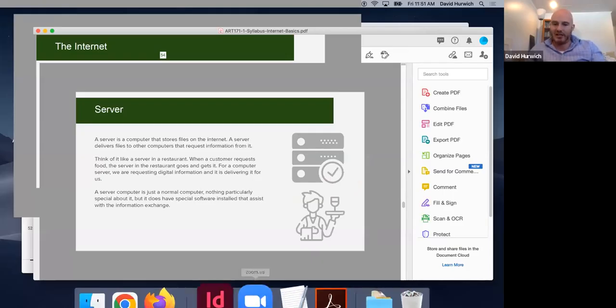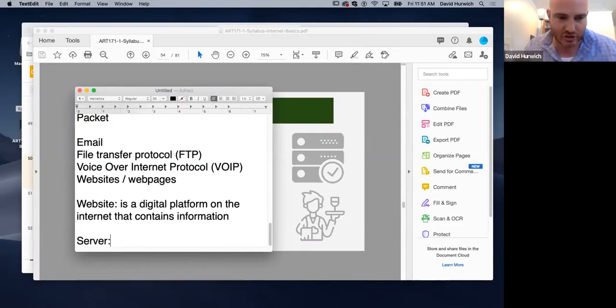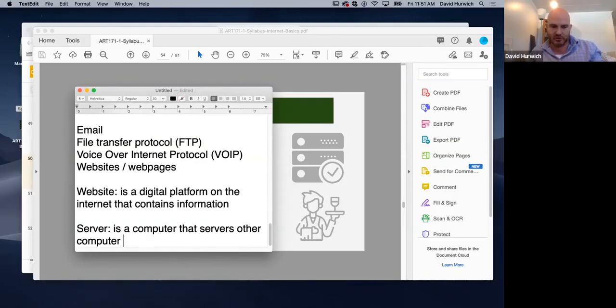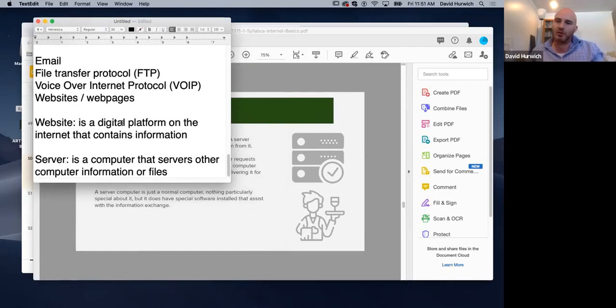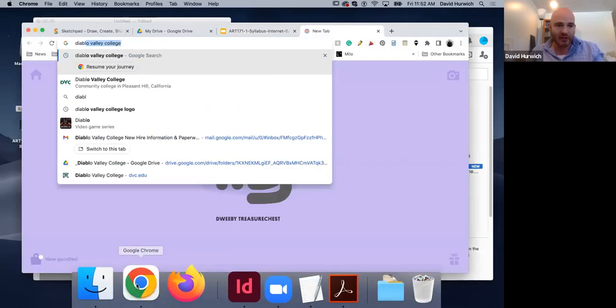Another thing we have to understand, and this is going to come up later in the semester, is this idea of a server. Okay, a server is relevant to when we start talking about websites. And a server is a computer that serves other computers' information or files. Okay, so let's say I'm just going to go to, let's just use Diablo Valley College, this website.